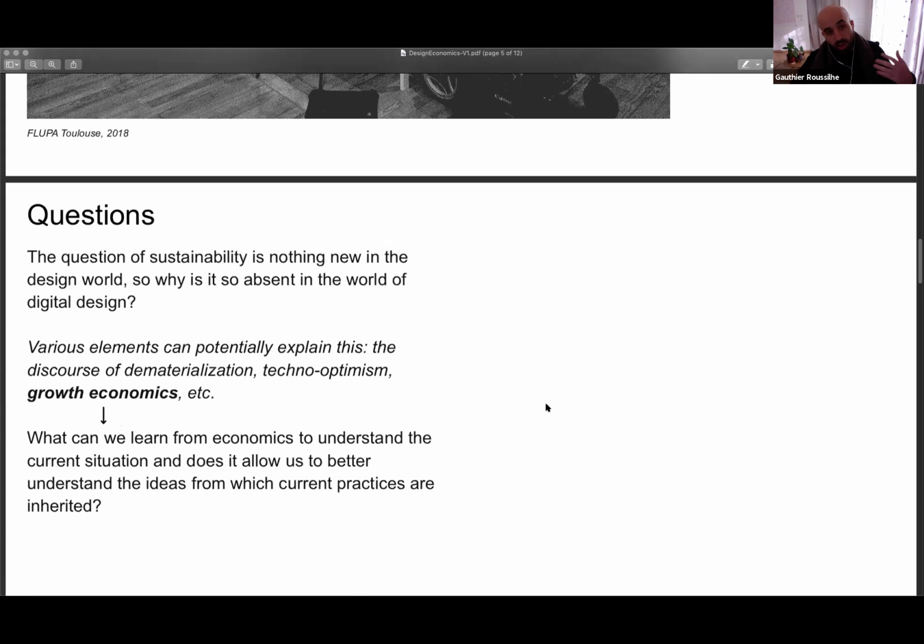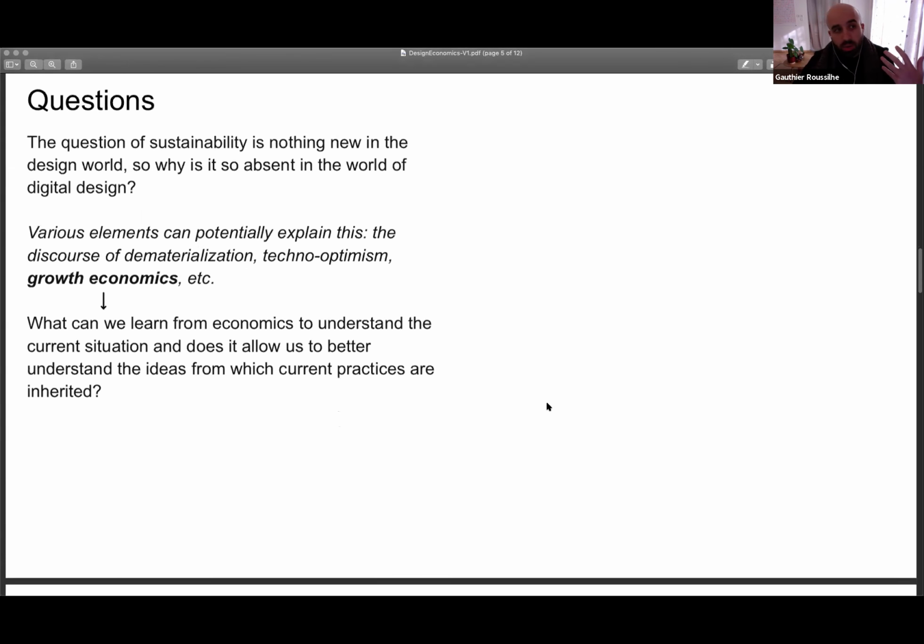So I had a few questions regarding that, because you can find a lot of things that can explain the situation. The first one is to say that in the design world, sustainability is something that we've been dealing with for the past 20 to 40 years. It's not something new, and yet in digital design, it just appeared a few years ago. So why are we so late to the party?